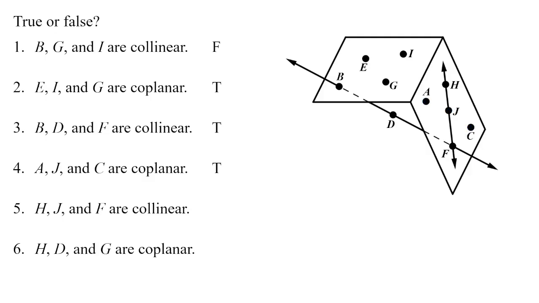H, J, and F are collinear. All right, so here's H, here's J, and here's F. They all lie on the same line. Therefore, it is true that H, J, and F are collinear.